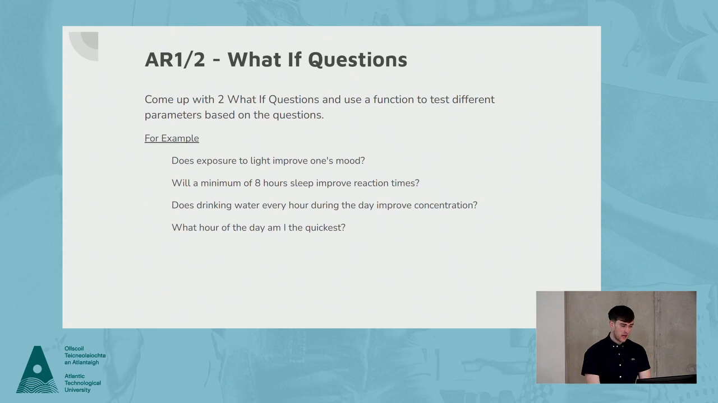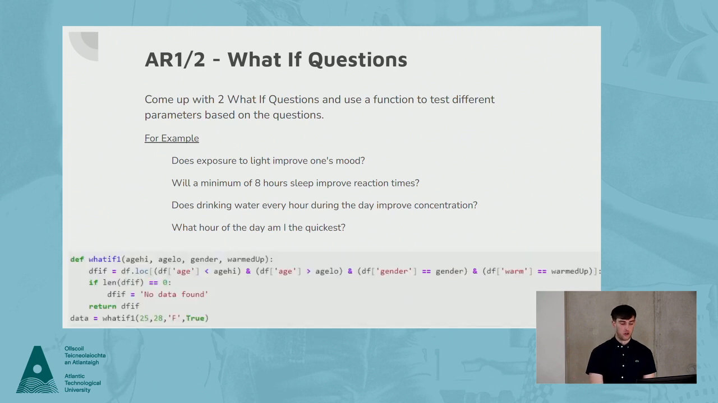Then the advanced requirements, again, come up with the what-if questions. Does exposure to light improve one's mood? Will a minimum of 8 hours sleep improve reaction times? Does drinking water every hour during the day improve concentration? What hour of the day am I quickest, let's say? So do your what-if questions. So that's for advanced requirements 1 and 2.